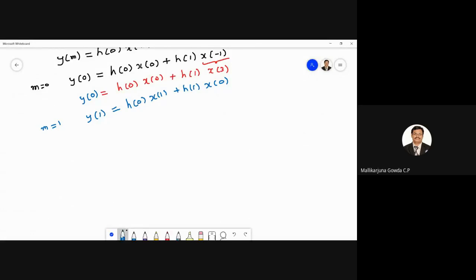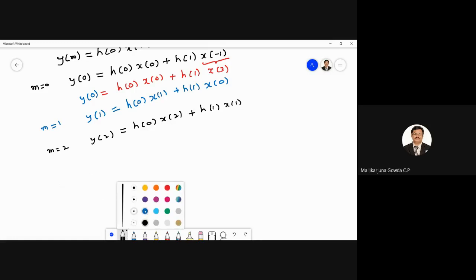I expect Sonali to say next. Yes, Sonali, can you say what I can write for m equal to 2? That is y of 2. h of 0, x of 2, plus h of 1 and x of 1. x of 1, right? Thank you. Similarly, for m equal to 3, some other student can voluntarily say without me naming them.